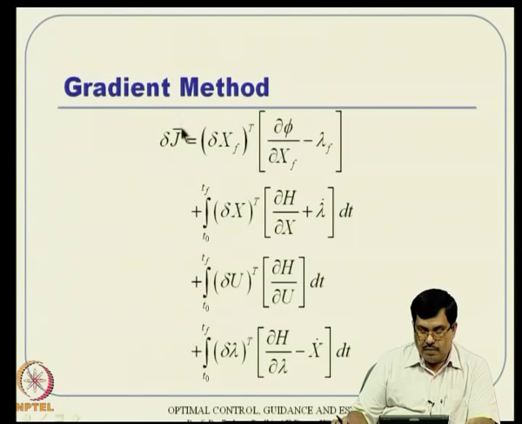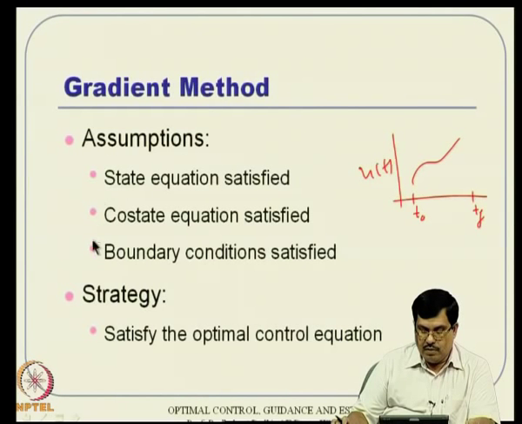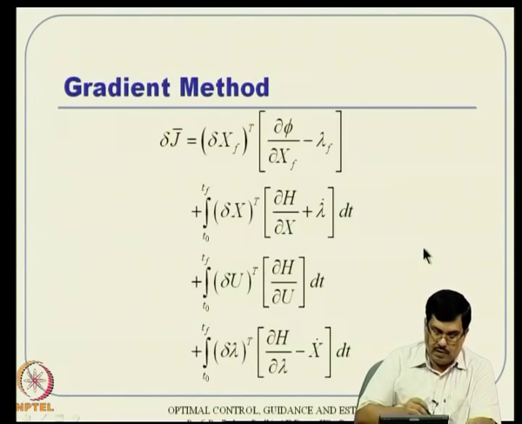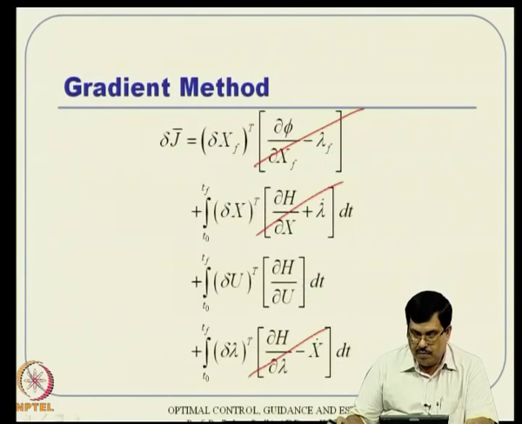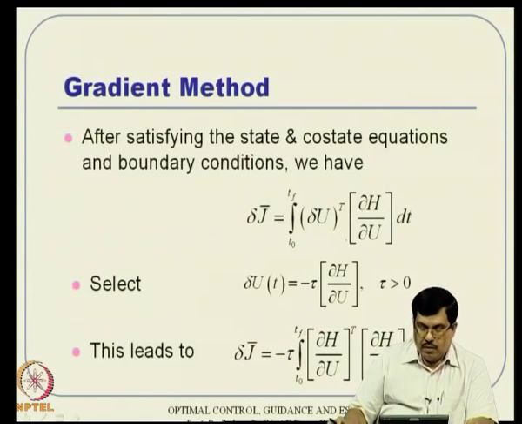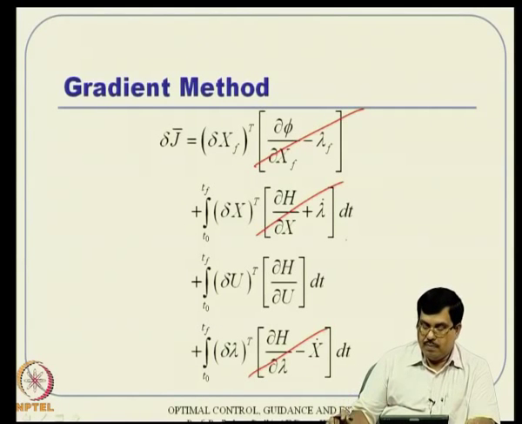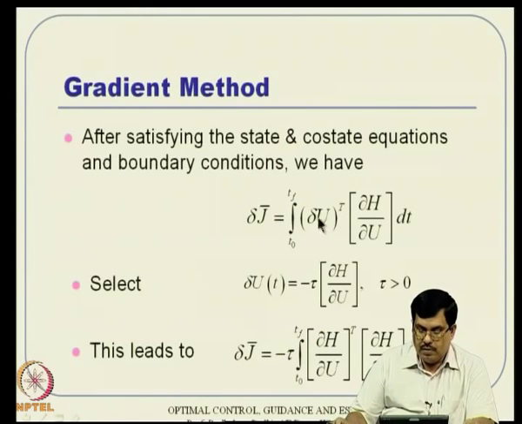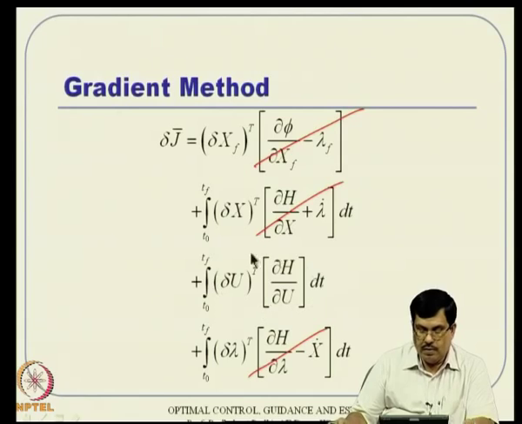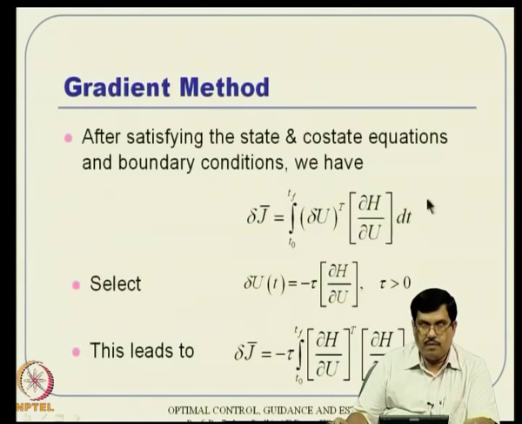So, what is our first variation of J bar? Now, coming back to here, we are assuming that the state equation is satisfied, the co-state equation is satisfied, as well as the boundary conditions. That means this equation is satisfied, this equation is satisfied, and this equation is satisfied. What is not satisfied is this one. With respect to our procedure, all these three are automatically satisfied. What is left out is this portion only. So, del J bar is nothing but this one only.